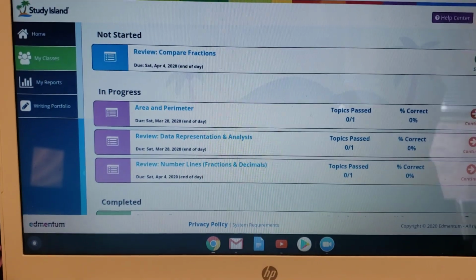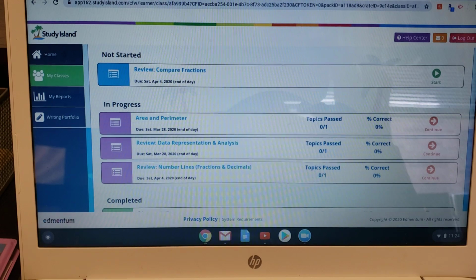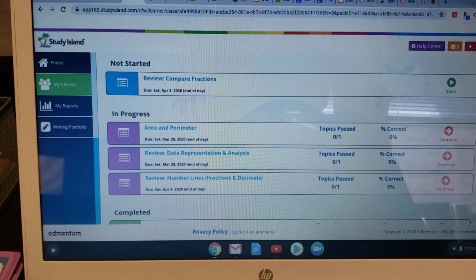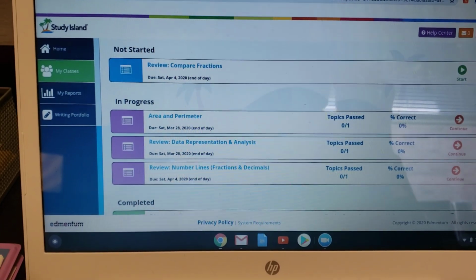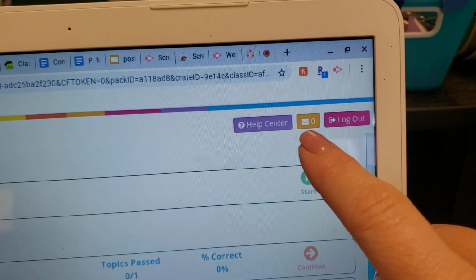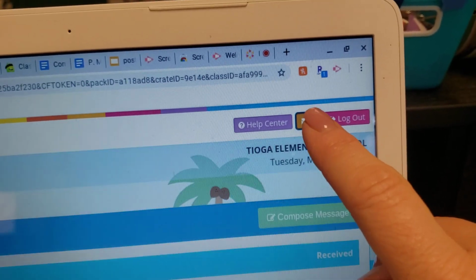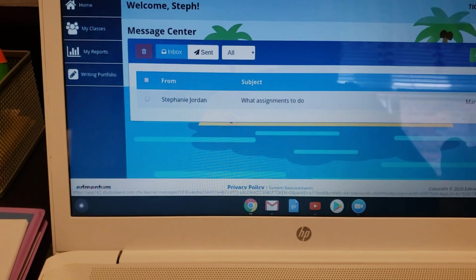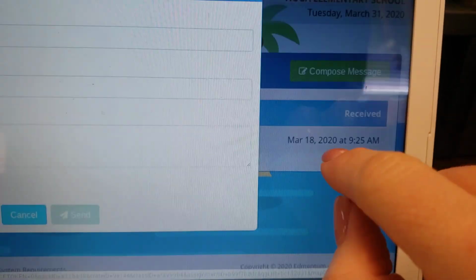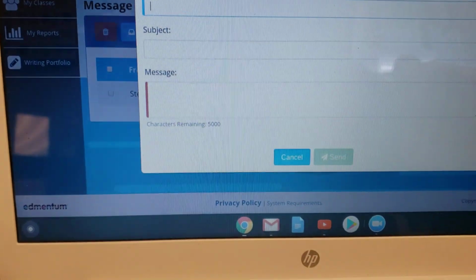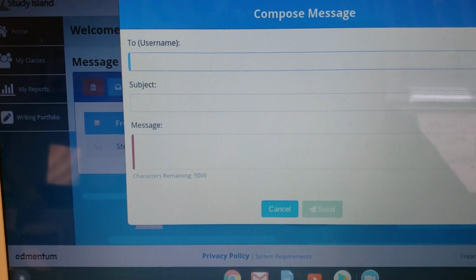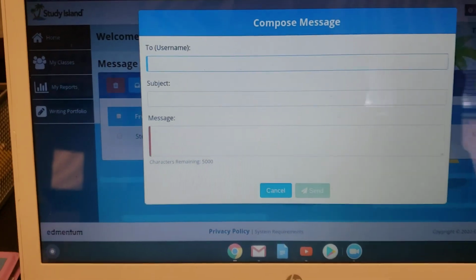Okay, so if you guys have any questions, have your parents send us a message on Dojo, or you, the student, can send us a message directly on Study Island in the messaging center. That is right here. Okay, if you click on that, it opens up this section. If you need to send a message, click Compose Message. You'll type our name and send the message.